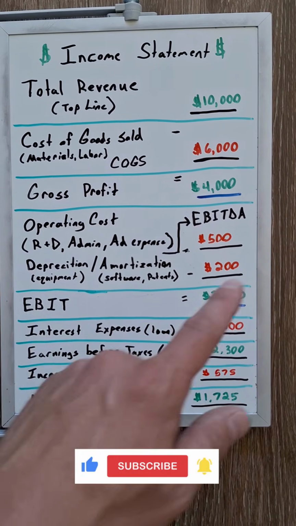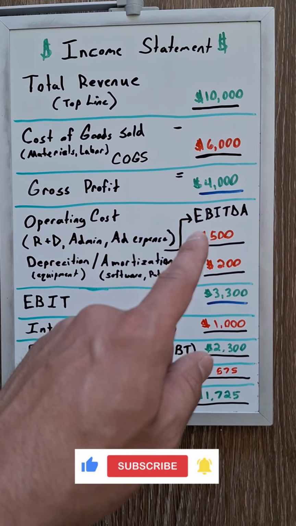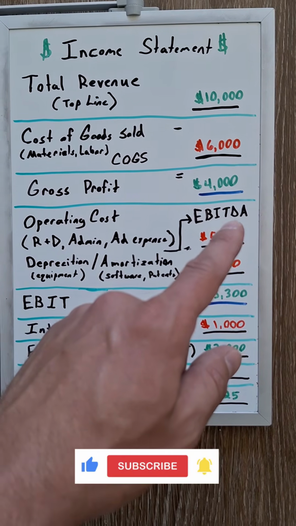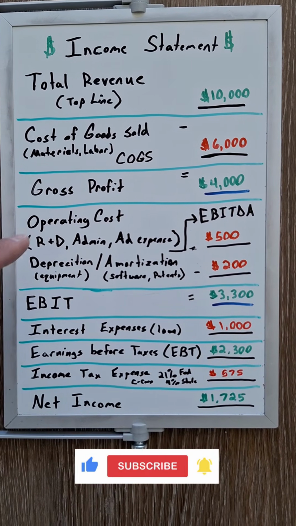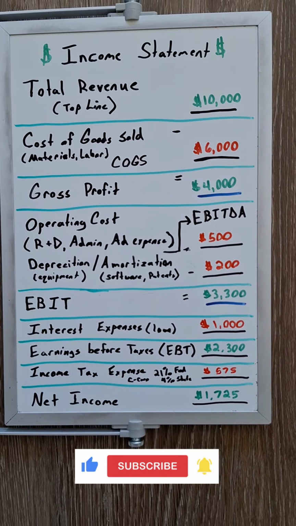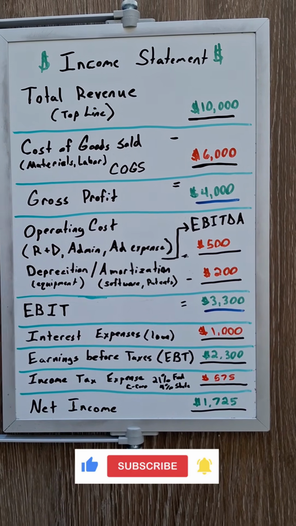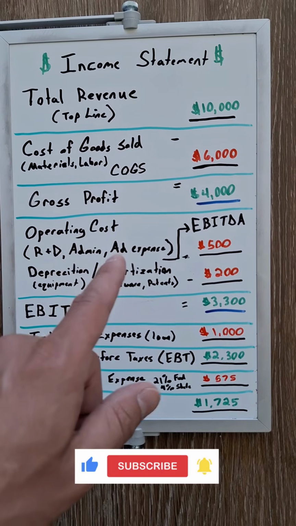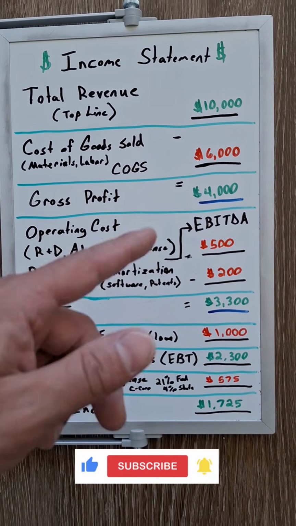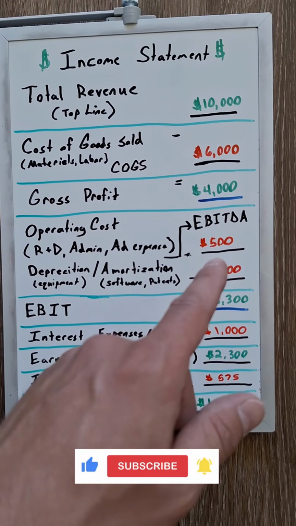We need to figure out what our operating cost was. This is often referred to as EBITDA, or earnings before interest, taxes, depreciation, and amortization. So these are things like research and development, administration, so you have to pay people to run your website or to do your accounting for you, and ads, like on Google or YouTube, you're running ads online. Let's say that all costs you $500 to do.